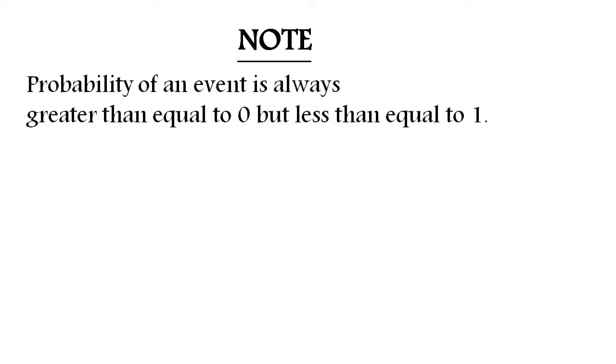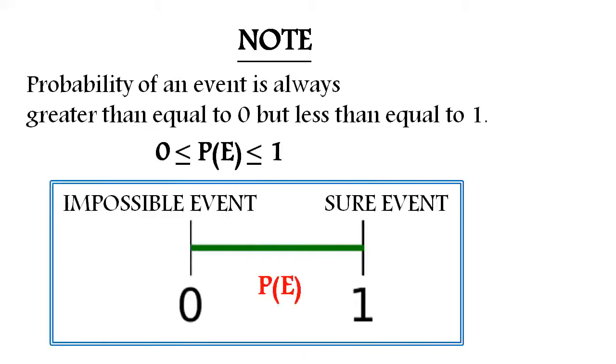Note an important point. Probability of an event is always greater than or equal to 0 but less than or equal to 1, and we write it like this. Probability is never negative and never more than 1.